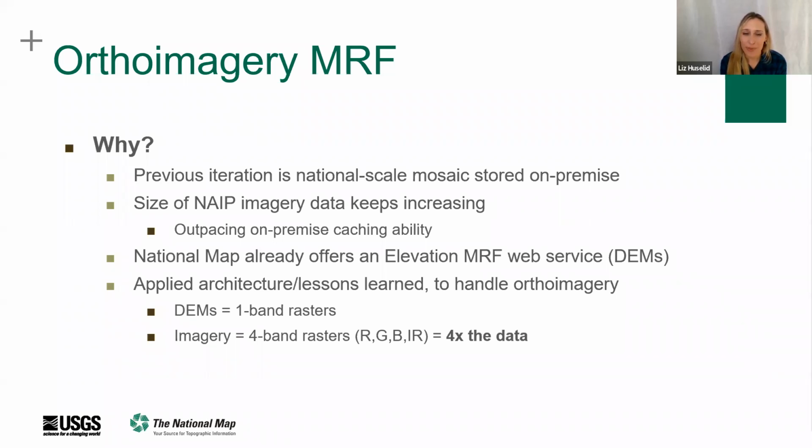And we always find it's been really useful to move things to cloud. So the National Map already offers an elevation MRF web service that's DEMs, it's elevation data. I believe we presented on this at a previous CDI meeting. And we apply the architecture and lessons learned from that to handle this orthoimagery. So it's important to note that DEMs are one band rasters. They're a single band. It's just one elevation that's shades of gray to the human eye. But imagery is 4 band rasters. There's a red, green, blue, and infrared. So that's 4 times the data in a DEM. Next slide.